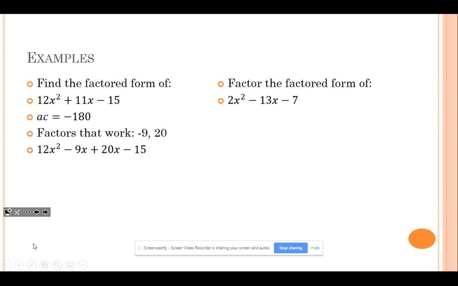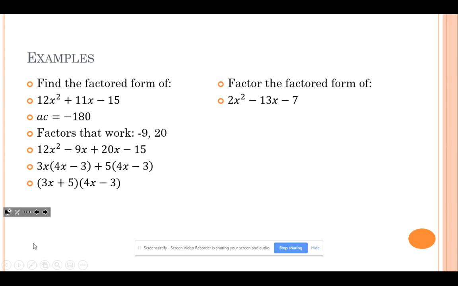This is a reminder, it does not matter the order that you put the factors in. You certainly could put plus 20x first, as opposed to the -9x. I'll then split it down the middle and use my factoring by grouping procedure. On the left side, my GCF is 3x. When I factor that out, I'm left with 4x minus 3. When I factor out the 5 on the right side, I'm also left with 4x minus 3. Therefore, my two binomials are 3x plus 5 and 4x minus 3.